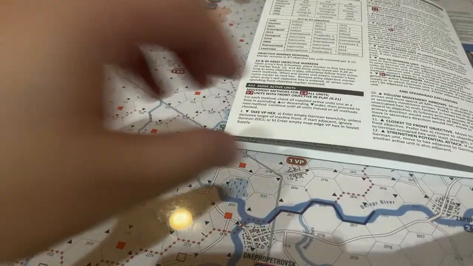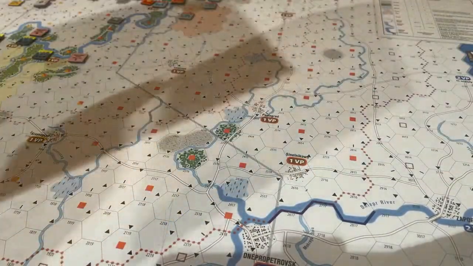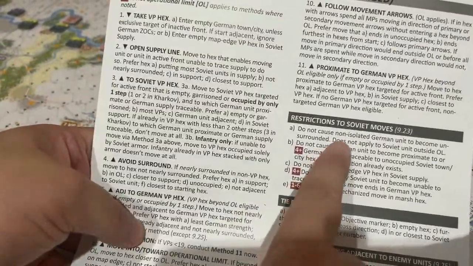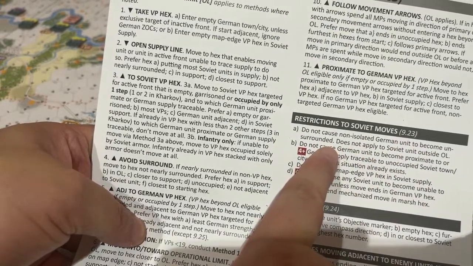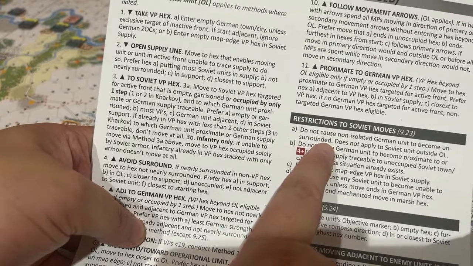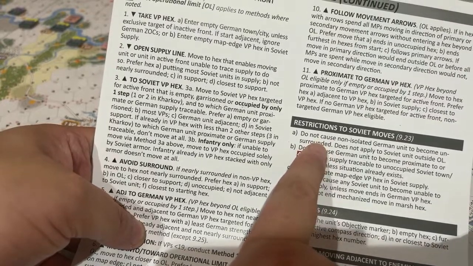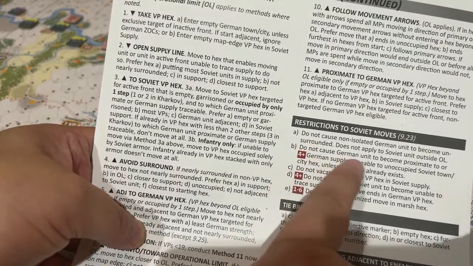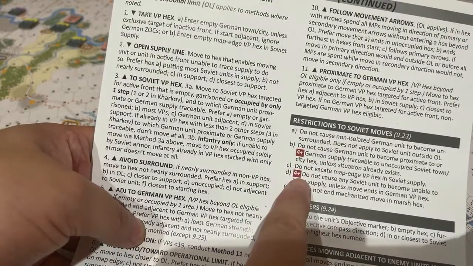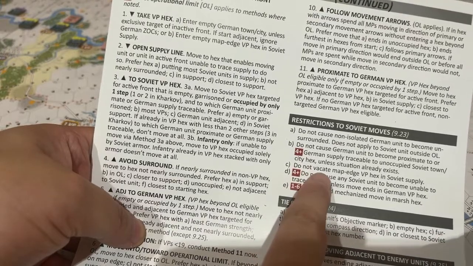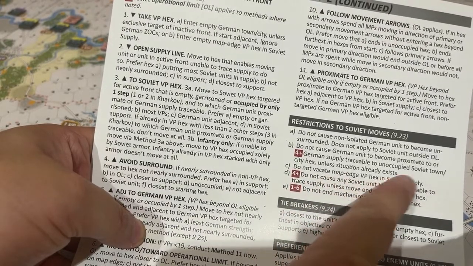Got to check one more thing before we do that move. At the end of the movement rules, there are restrictions to the movement. Do not cause non-isolated German units to become unsurrounded. So basically, if a German unit is surrounded, never leave. Do not cause a unit proximate to, so these are all turn 4. Do not vacate map edge VP hex in Soviet supply.